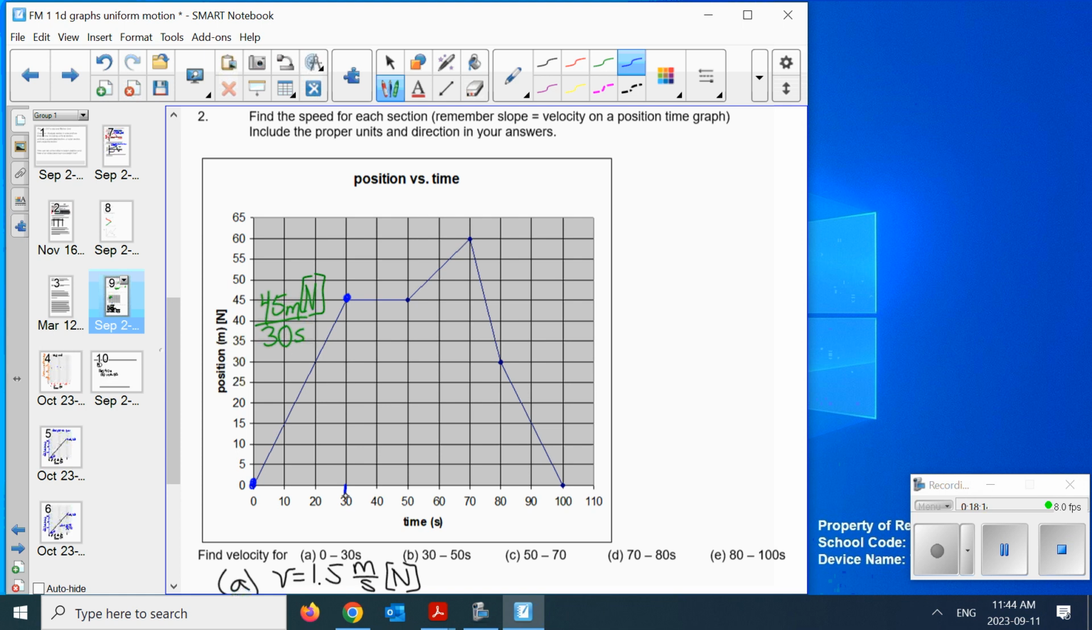So I'll just review. From this dot to this dot, climbing from 0 to 45, right? That's where I came up with that. It's positive, so I know it's not negative. And then divide by the 30 seconds. Yeah? If you need clarification, you can ask. I know you will. You should.